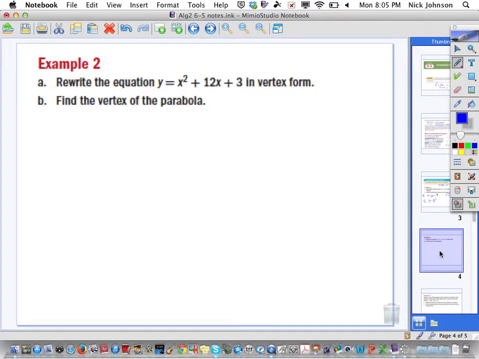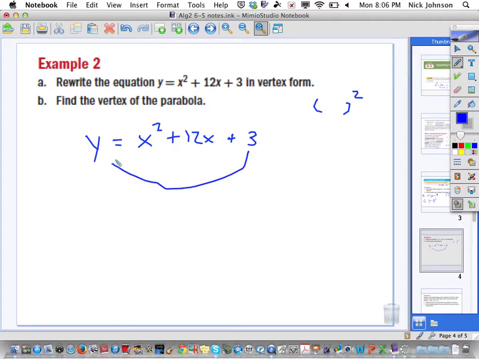Example 2 says, rewrite the equation y equals x squared plus 12x plus 3 in vertex form. If you notice, in y equals x squared plus 12x plus 3, we have to get it into some quantity squared, and you cannot take the square root of 3. Since you can't take the square root of 3, what I need to do is move this 3 over to the left-hand side, so I'm going to subtract.